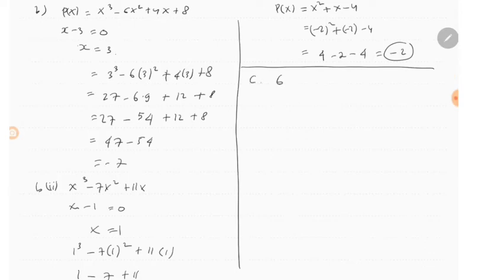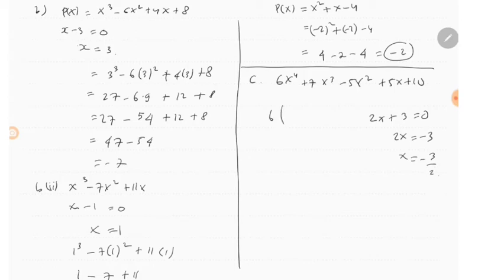C is 6x to the power of 4 plus 7x to the power of 3 minus 5x to the power of 2 plus 5x plus 10 divided by 2x plus 3. This one you find for x, right? So 2x plus 3 is equal to 0, 2x equals negative 3, x equals negative 3 over 2. Then you put it here.